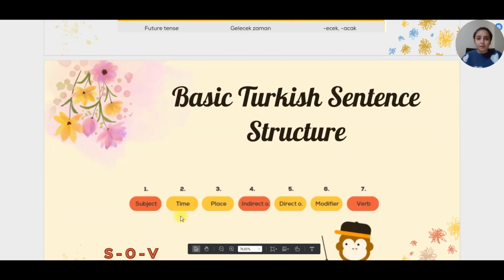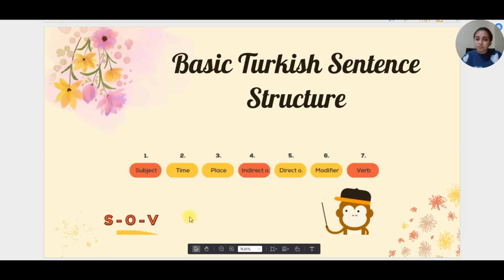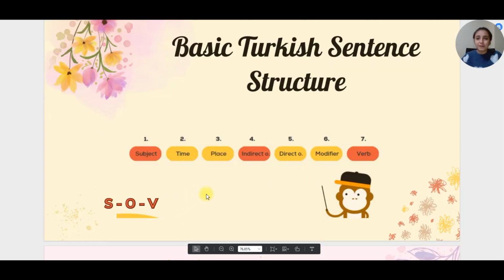Okay. Basic Turkish sentence structure. And let's see what the sentence structure is. As we said before, SOV. Subject is first. Time is second: today, tomorrow, yesterday. And the place is third: school, house, office, street.